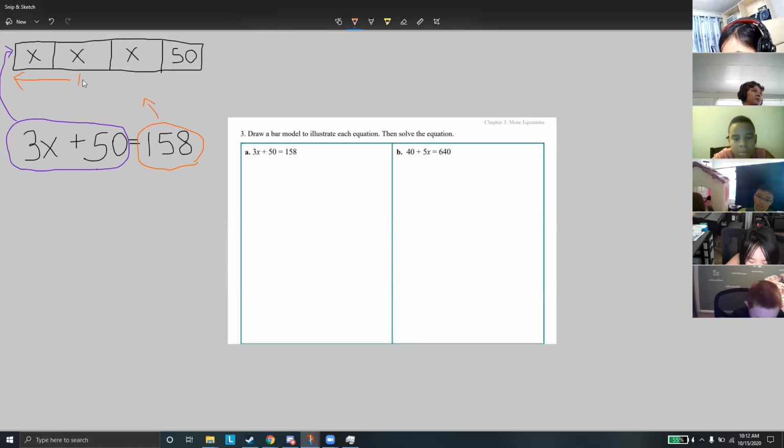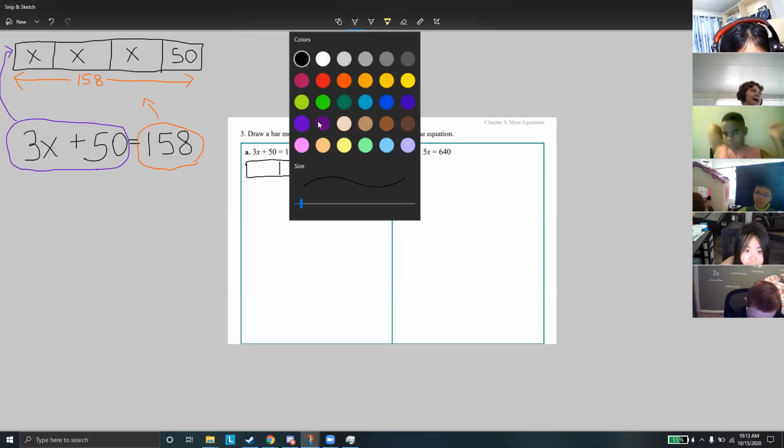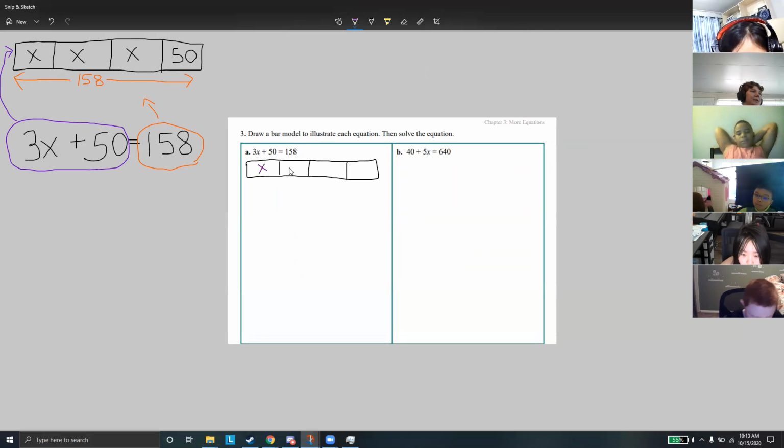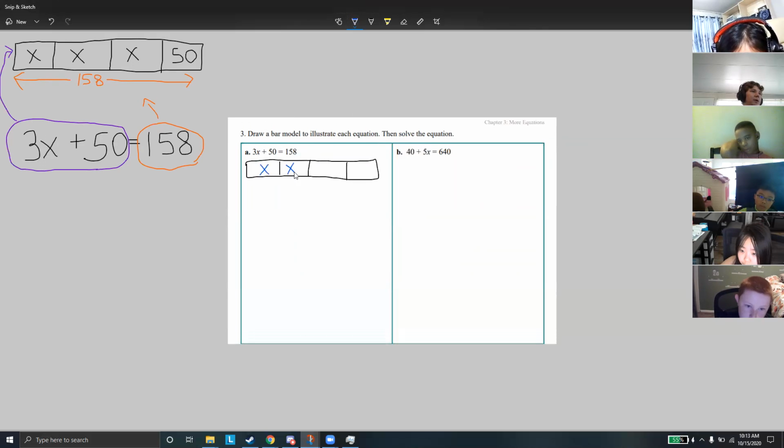The total is 158. So that's how you guys could draw the bar model. I'll draw the bar model one more time just so it's clear. I'll draw it underneath for my answer. So I'm splitting it into 4 parts. And we're going to have an x, or I guess I'll do it in blue again. We're going to have an x, 1x, 2x, 3x plus 50. So there's also 50 in there. And then the total is on the right side. They told us it in the equation, 158.